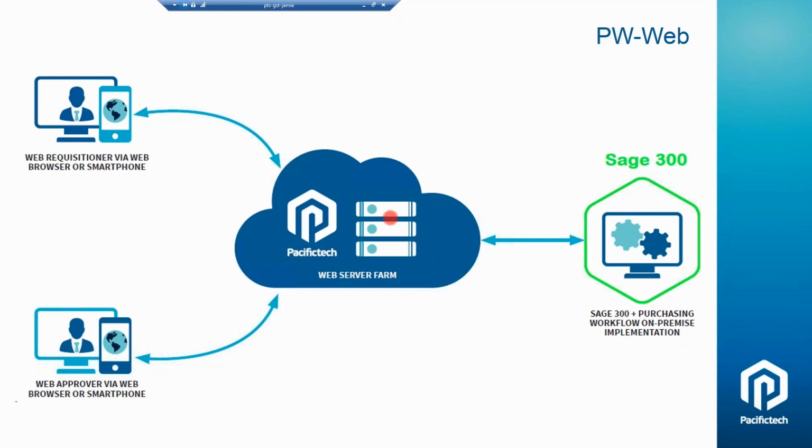What our software does is connect to the Sage 300 system using web services. So if someone does a requisition in the web, that will talk to our software, which talks to Sage 300, and then the requisition will be created. But all the heavy lifting is done within Sage 300, and we don't store any transactional data on our system. It's just like a web portal, to make it easier for users to do requisitions and also approvals.